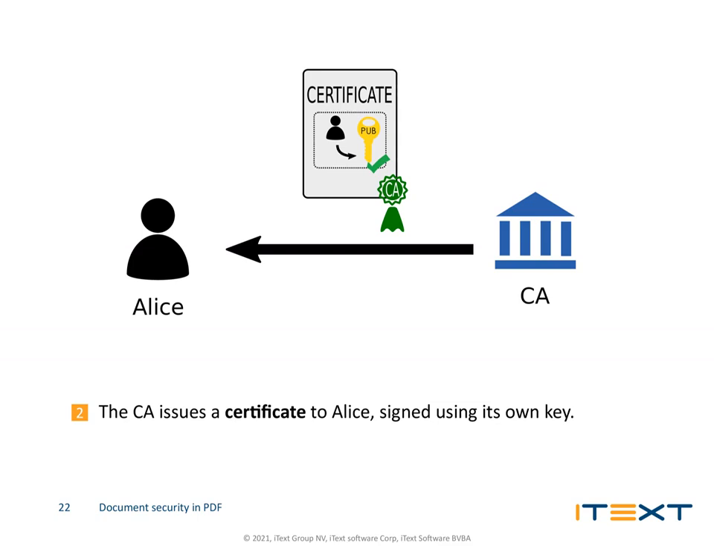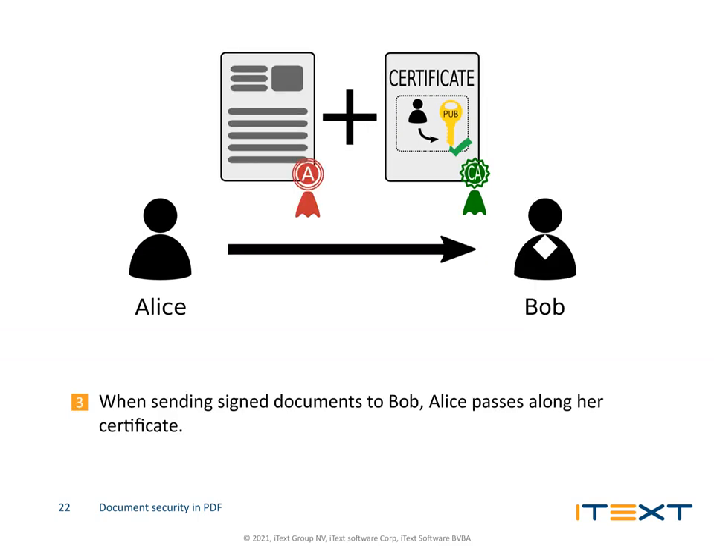Once Alice establishes her identity and her key ownership to the CA's satisfaction, the CA issues a certificate to Alice. This certificate certifies that Alice is the owner of this particular public key. And the certificate itself is signed using the CA's private key. Now, if Alice wants to send a signed document to Bob, she signs the document as she usually would with her private key and then sends along the certificate that she received from the certificate authority.